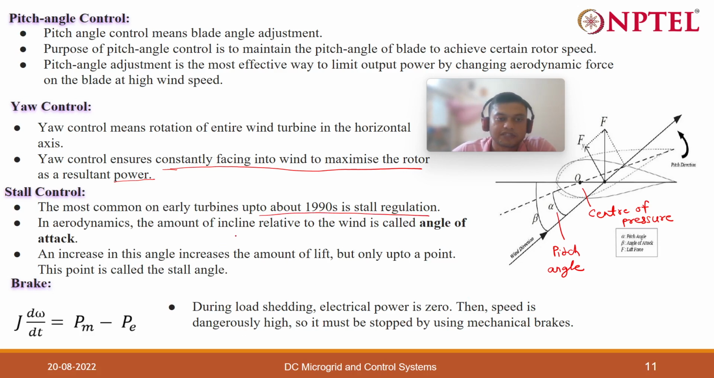So in aerodynamics, the amount of incline relative to the wind is called the angle of attack. An increase in this angle increases the amount of lift, but only up to a point. This point is called the stall angle. So beta is the stall angle of attack.